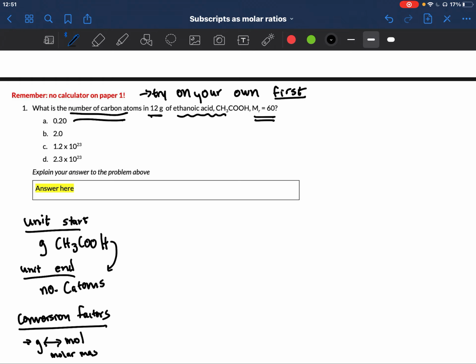I then recognize that I'm going to be in moles of ethanoic acid. So I'm going to have to go between moles of ethanoic acid to moles of just carbon, because I see that the problem is interested in just carbon on its own. And then I'm also going to need to find the number of individual atoms. So I'm also going to need Avogadro's number. Okay, so I have a plan. Let's see if I can execute it.